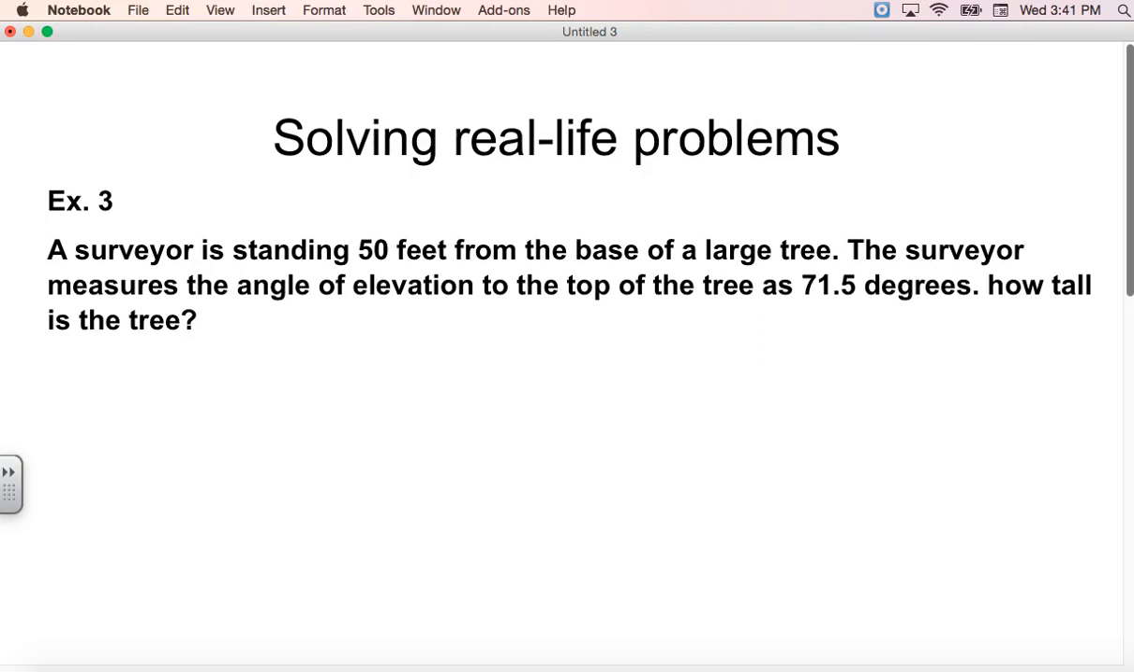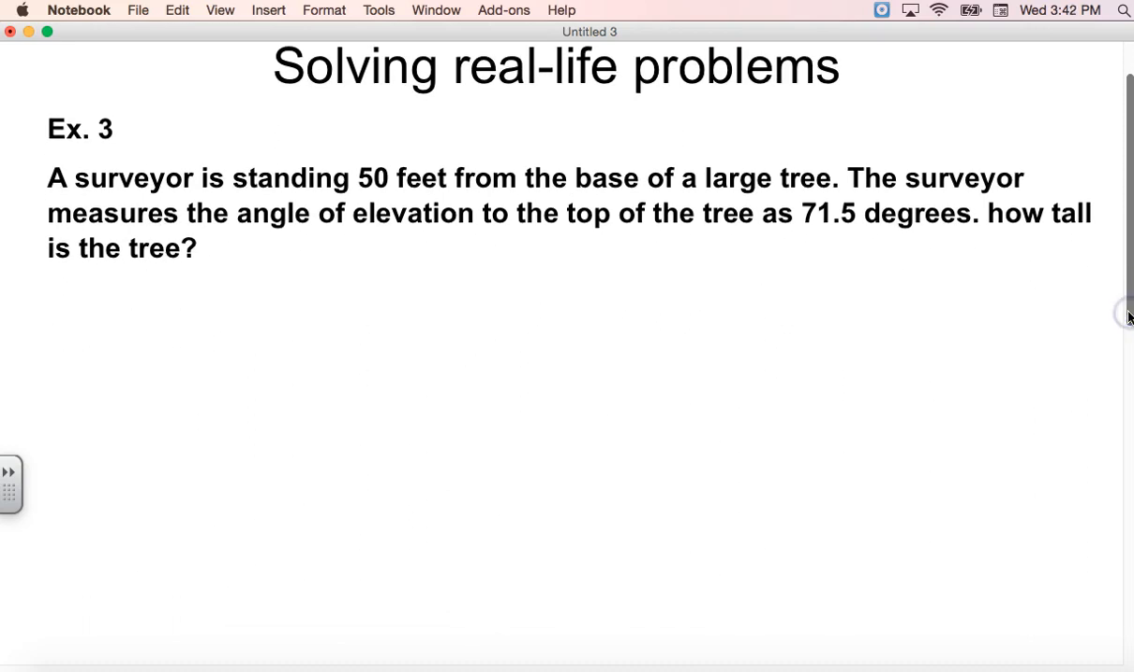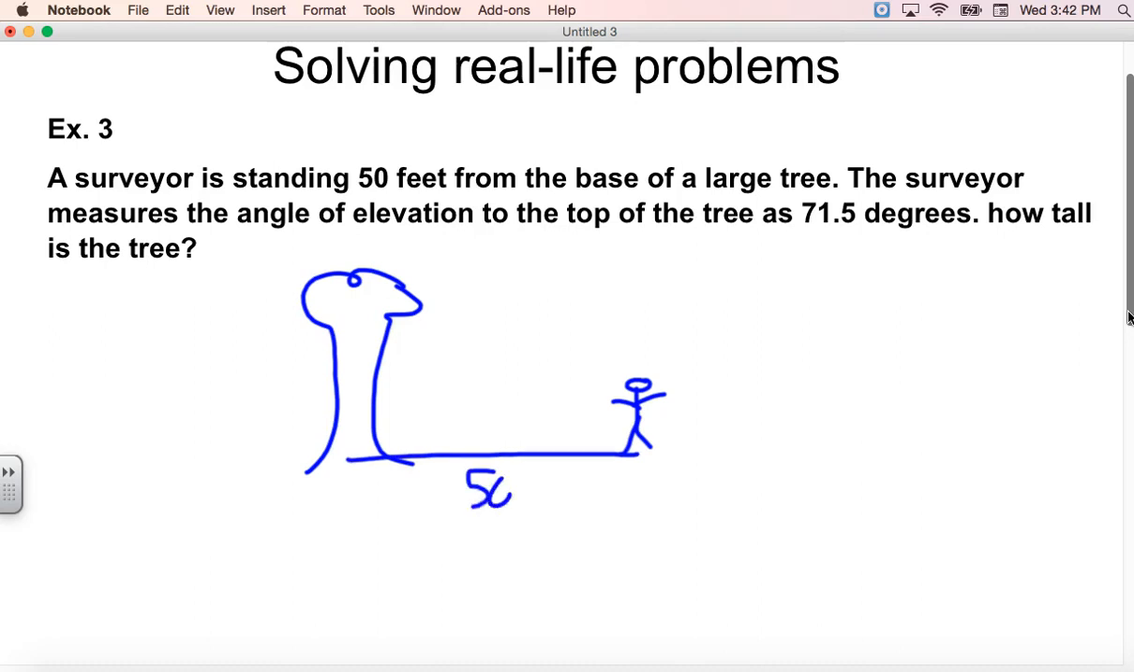All right, so a surveyor is standing 50 feet from the base of a large tree, and the surveyor measures the angle of elevation to the top of the tree, 71.5 degrees. How tall is the tree? So on a problem like this, easiest thing to do is draw a picture. So we've got a tree, pretty blue tree. We've got a surveyor dude standing out here, and he's measuring, says he is standing 50 feet from the base. So this is 50. And he measures an angle of elevation to the top of the tree. So this angle in here that he looks up at, right, is 71.5 degrees.